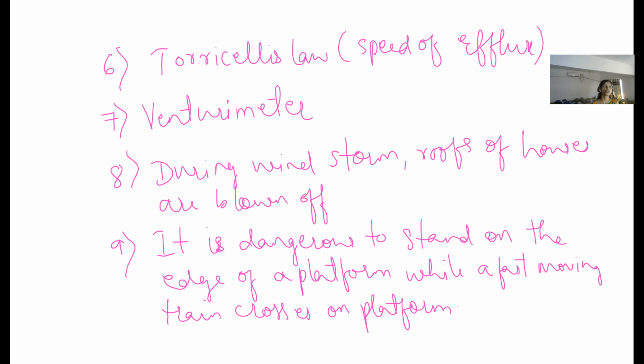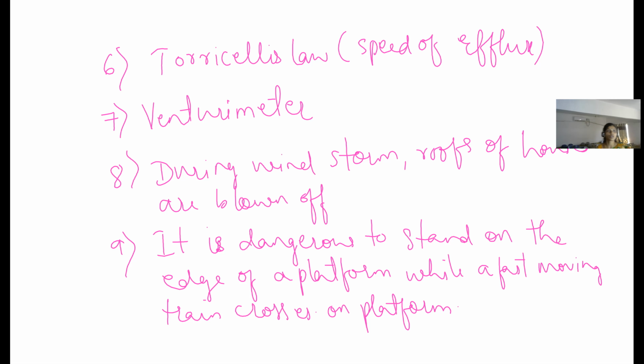During a windstorm, roofs of houses are blown off. That is based on the principle of Bernoulli's law only. And we know it is dangerous to stand on the edge of the platform while a fast moving train crosses the platform. That also works based on the principle of Bernoulli's theorem. So we shall discuss one by one.